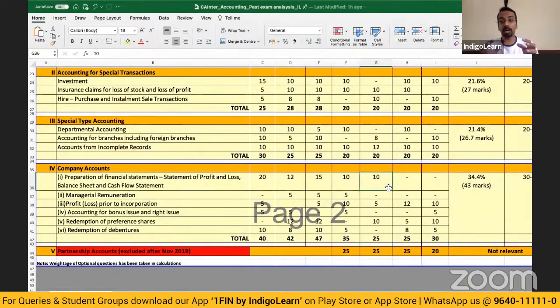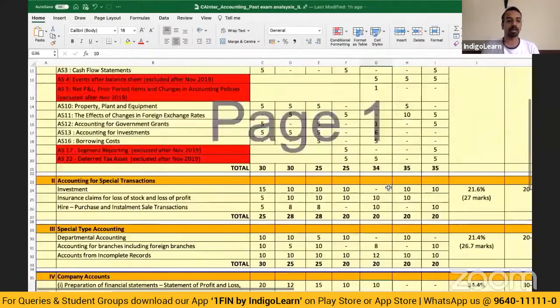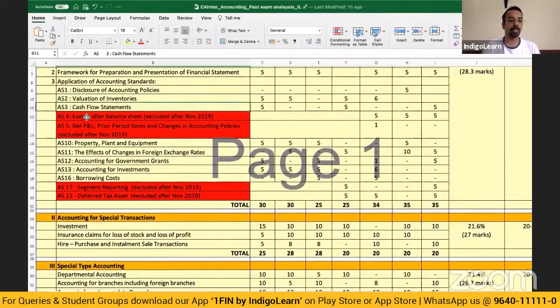So all in all, if you are comfortable with these standards, that is, right from accounting standard 1, whatever is a part of your syllabus: 1, 2, 3, 4 and 5 are a part of your group 2 now. Earlier, they were part of group 1. Then 10, 11, 12, 13, 16. If you are comfortable with these standards, you can easily score 20 to 25 marks. And my experience has been that the questions asked in accounting standards are not very difficult. Once in a while, they may be difficult, but generally they are not. So you should be in a position to solve them easily.